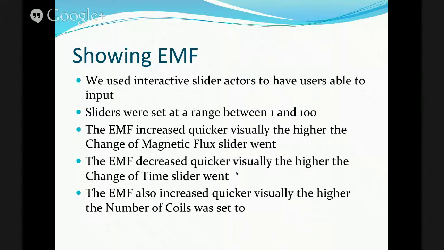Showing EMF. We use interactive slider actors to let users input values. We found this more conducive as opposed to users entering random numbers that may not be correct. It was a way to guarantee a correct output every time. Sliders were set at a range between 1 and 100. The EMF increased quicker visually the higher the change of magnetic flux slider went. The EMF decreased quicker visually the higher the change of time slider went, and the EMF also increased quicker visually the higher the number of coils was set.